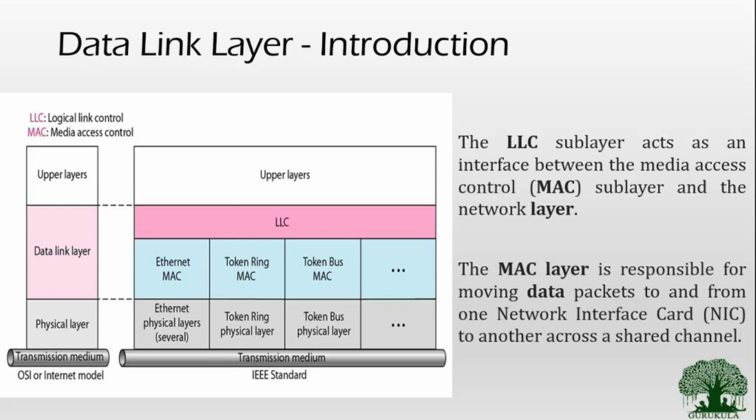Your logical link control sublayer acts as an interface between the media access control sublayer and the network layer. And the MAC sublayer is responsible for moving data packets from one network interface card to another network interface card, and vice versa, data reception is also possible.